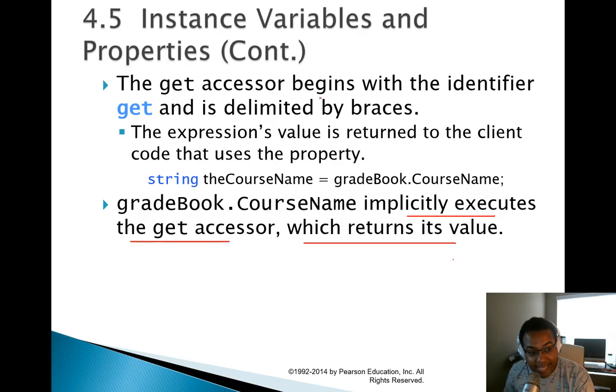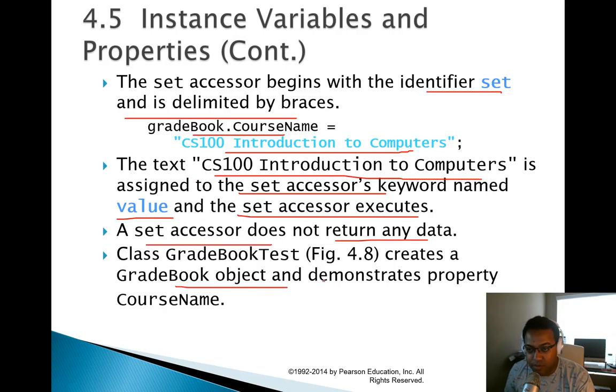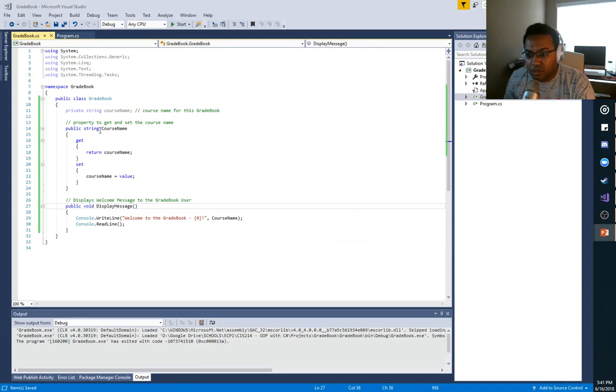So, the get accessor gets the value, right? The set accessor sets the value, and it sets the value of whatever we want it to be set as. So, let's go click over to the code really quick. Understand that this is not a variable. This is a property. There's a difference.